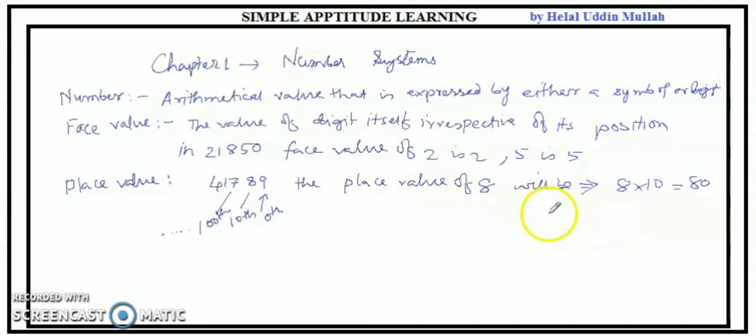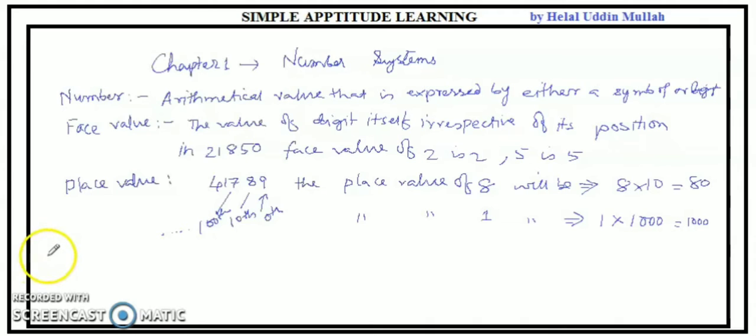Similarly, the place value of 1 will be 1 into 1000, that is 1000. So this way we can find the place value.